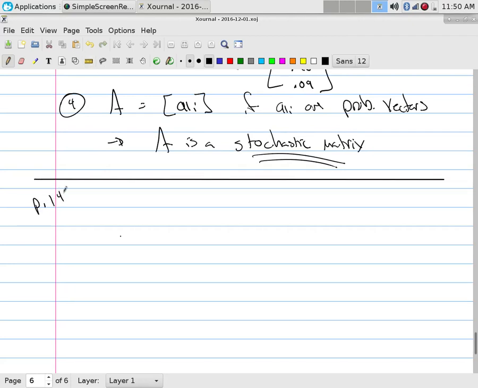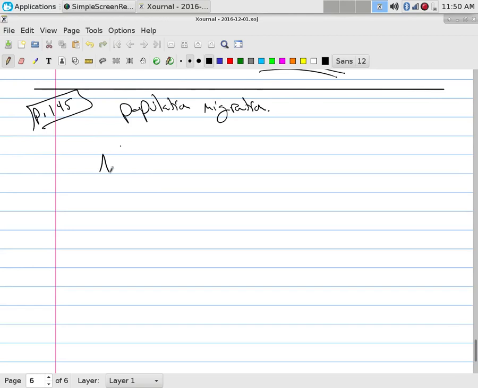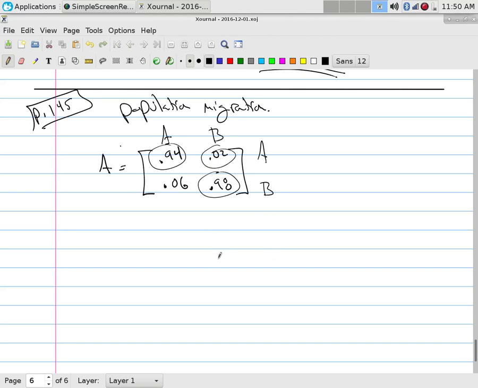If we go way back to page 145, we had population migration. And we were told that for matrix A, 94% of the people stay in one particular region, therefore 6% of the people leave. On the other region, 98% stay in that region, whereas 2% switch to the other region. In other words, this is region A and this is region B, that's AA, which means 94% stay at AA. That's BB, 98% stay at BB, and this is the switching B to A, this is the switching from A to B. And so this migration matrix is a stochastic matrix.